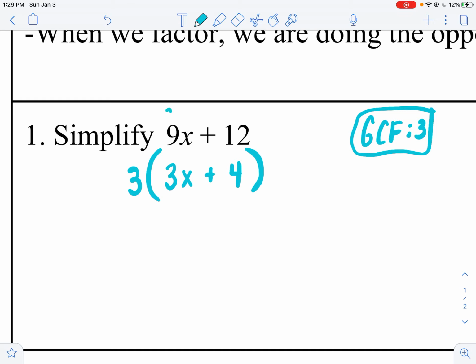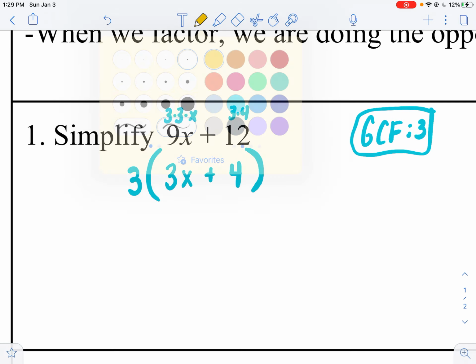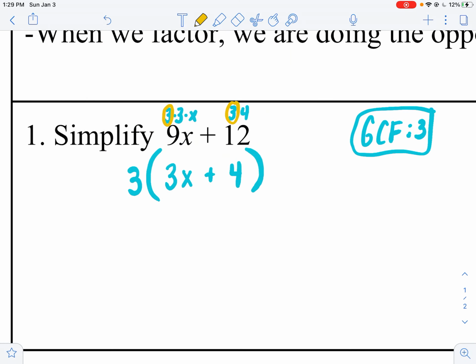You can also think of this as multiplication. You could think of this as 3 times x. And this is 3 times 4. They both have that common 3. So if I take this 3 out of both of them, we only have to write it once. I'm left with 3x and I'm left with 4. Okay?